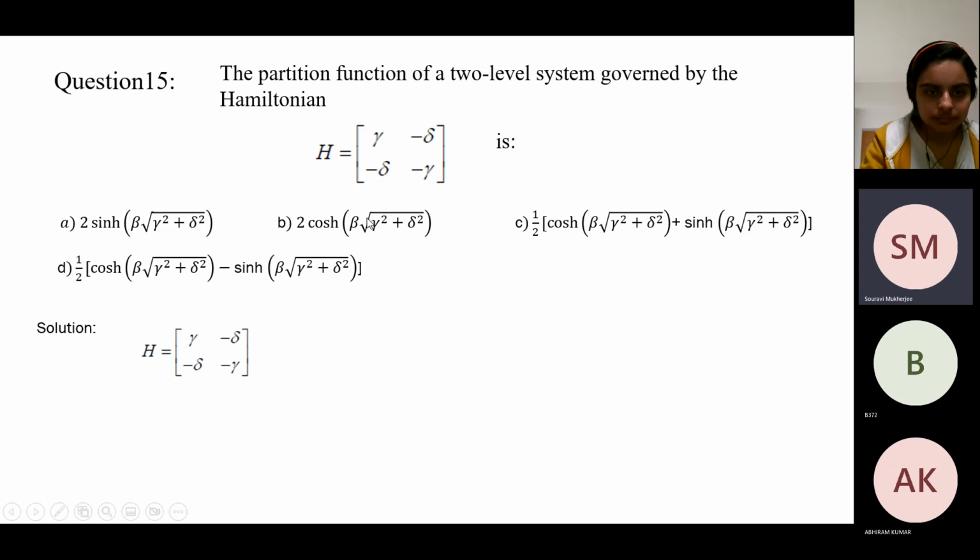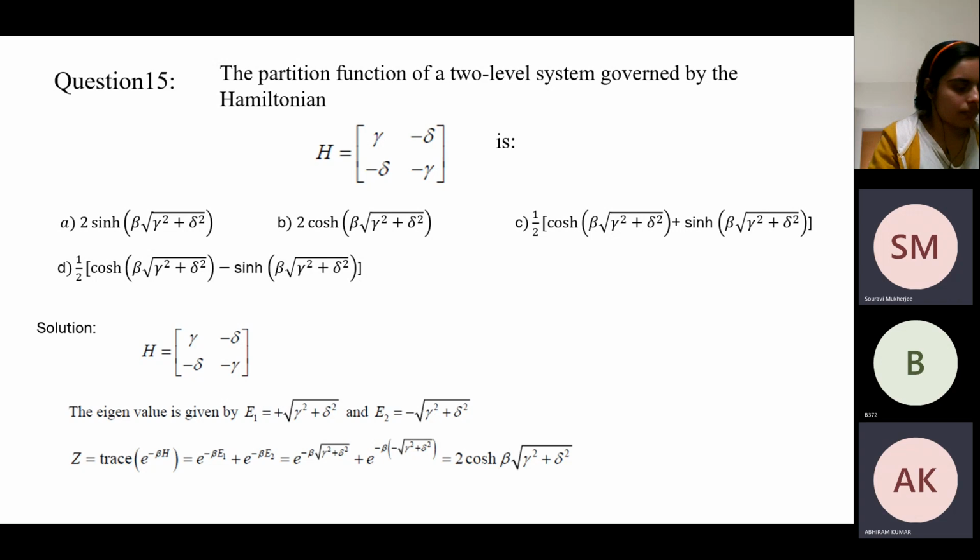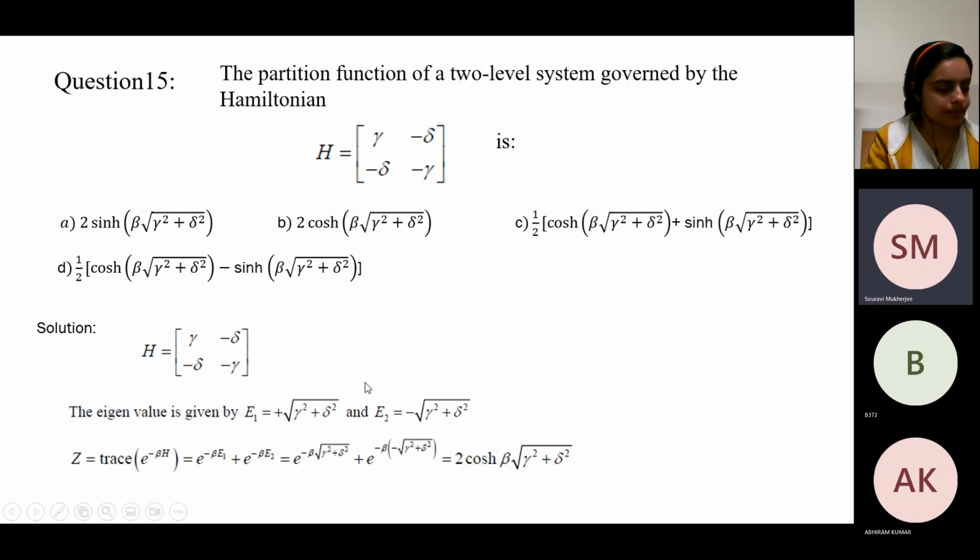So if you do that, the eigenvalues will turn out to be this, and then you can directly use this relation, and that would give you this value. Okay, so your answer would be B for this question. Is this clear? Yes. Anushka, is it clear?